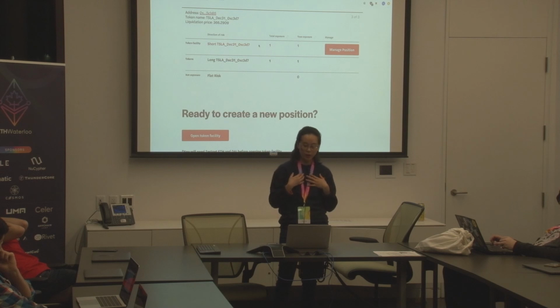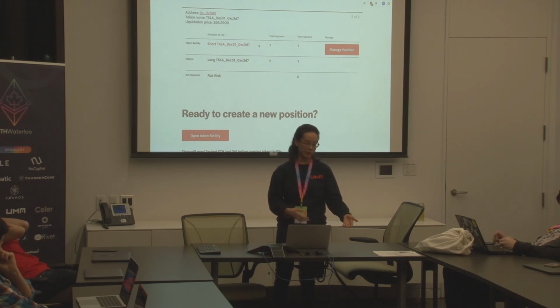So what do you do now if you're a token sponsor? Well, if I wanted to get short Tesla, what I would do is sell that token to someone else. So I'd go out and try to find a counterparty who maybe wants to get long Tesla. Where am I going to find that person?